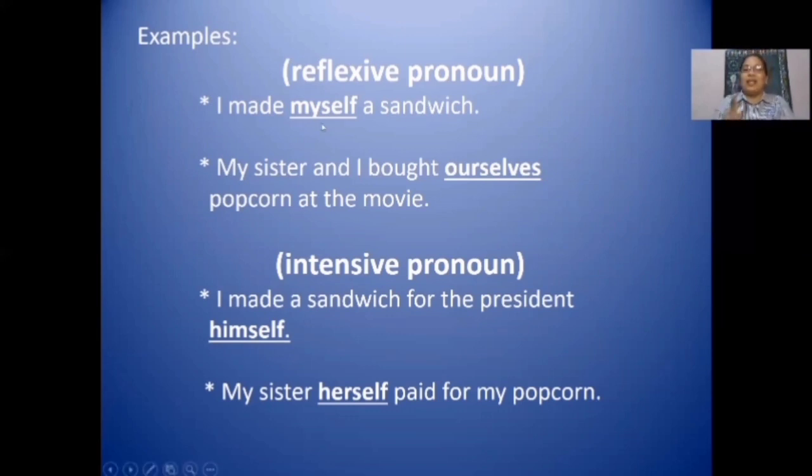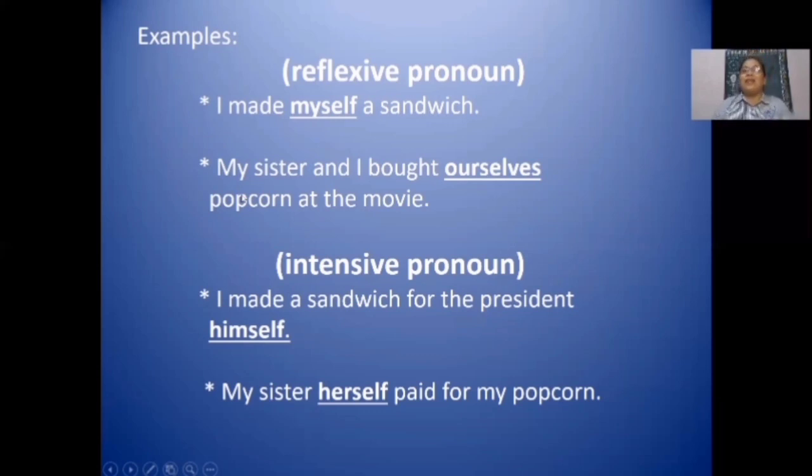So that's a point. A pronoun ending in self or selves used in the sentence is a reflexive pronoun when it is preceded by a verb. Meaning, the word before it is a verb. Another thing is, who made the sandwich? It's I. So it refers back to the subject, I. That is why myself here is a reflexive pronoun.